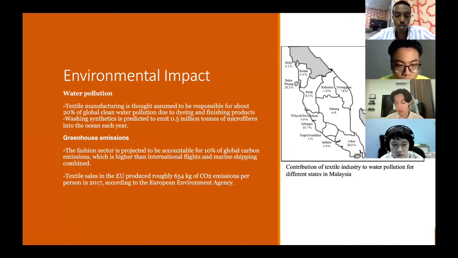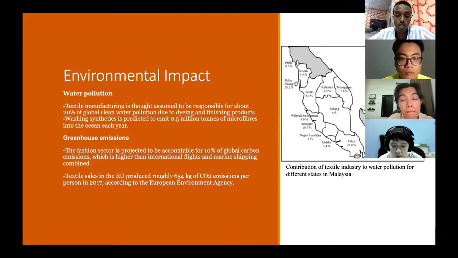Water pollution. Due to the dyeing and the finishing products, the textile industry is considered to be the most responsible for around 20% of the worldwide clean water contamination. Each year, washing synthetics is estimated to release 0.5 million tons of microfibers into the ocean. World carbon emission. The fashion industry is expected to contribute up to 10% of the global carbon emission, which is more than international flights and marine shipping combined.